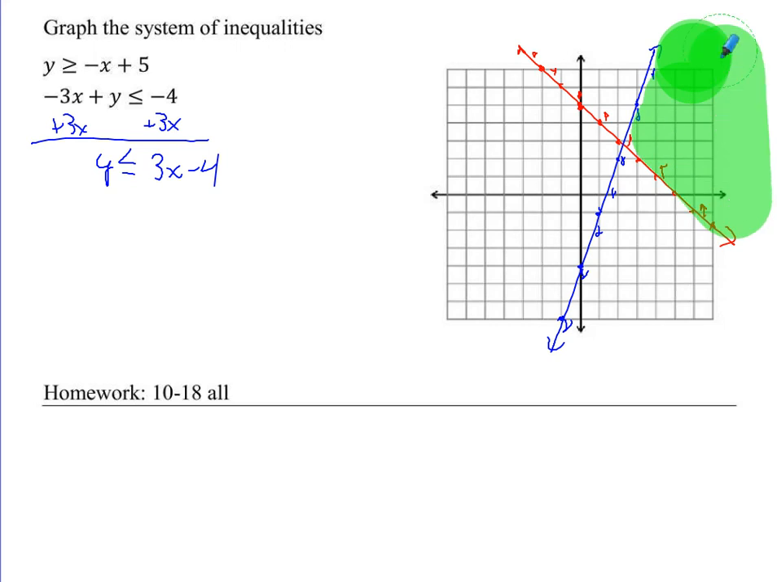Notice that my shading goes outside of these grid lines also. That's correct to do because these lines extend forever, which means that this region also extends forever. So it's okay to show that you understand that this actually goes out beyond just those grid lines.